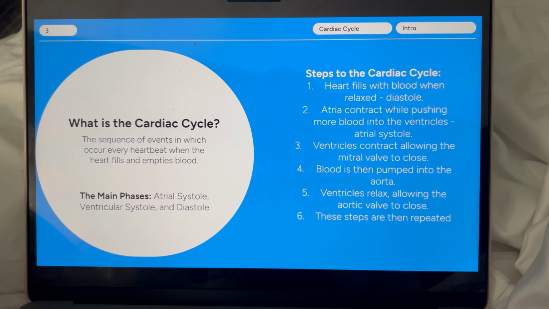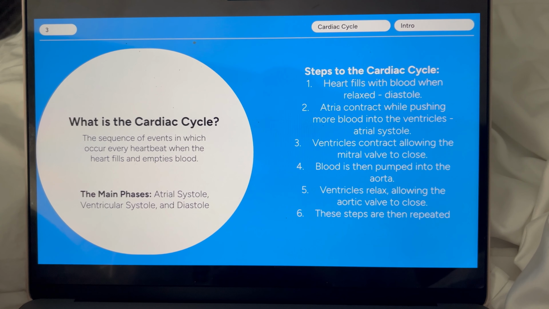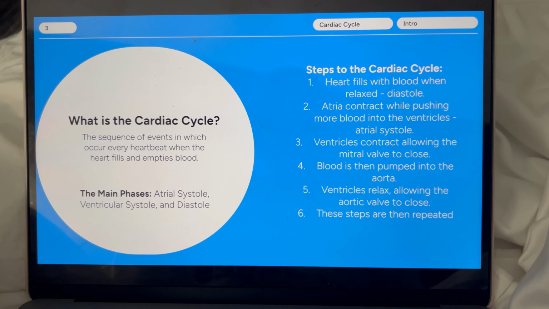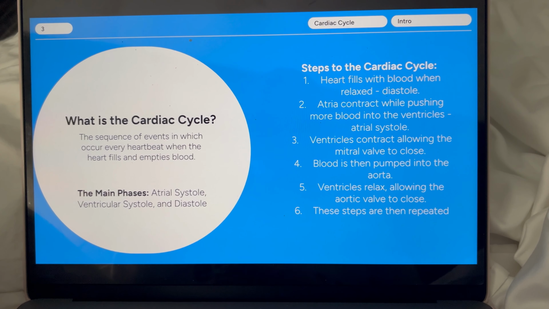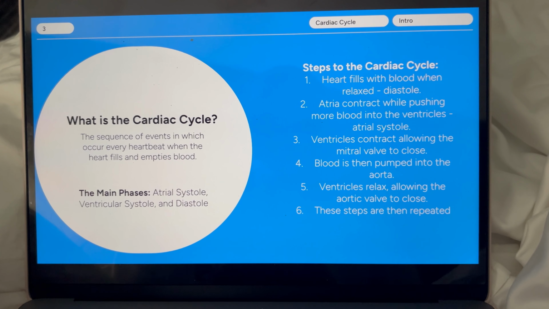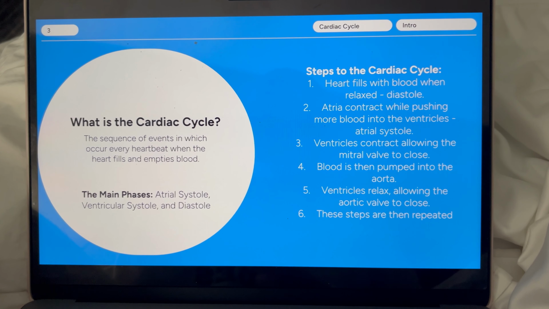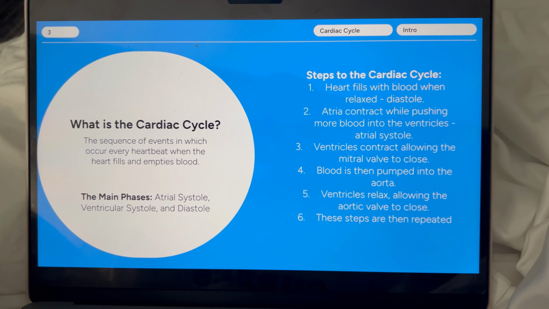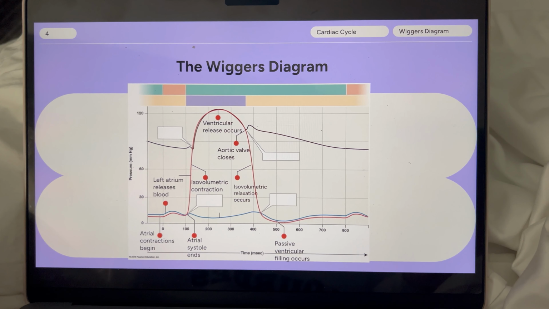Number 3 is then when the ventricles contract, which then allows the mitral valve to close. Then the blood is pumped into the aorta, and the ventricles relax, allowing the aortic valve to close. And that is one whole cycle of the cardiac cycle. These steps are then repeated over and over again, and this is how we get our blood in and out of our heart. This is the Wiggers diagram.